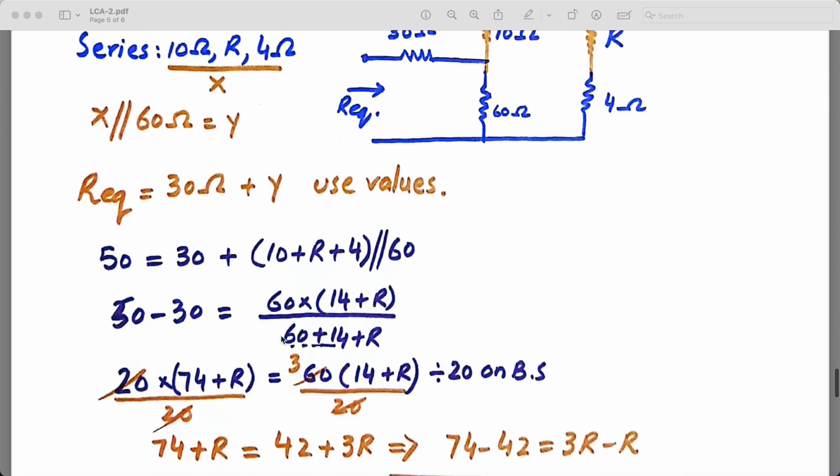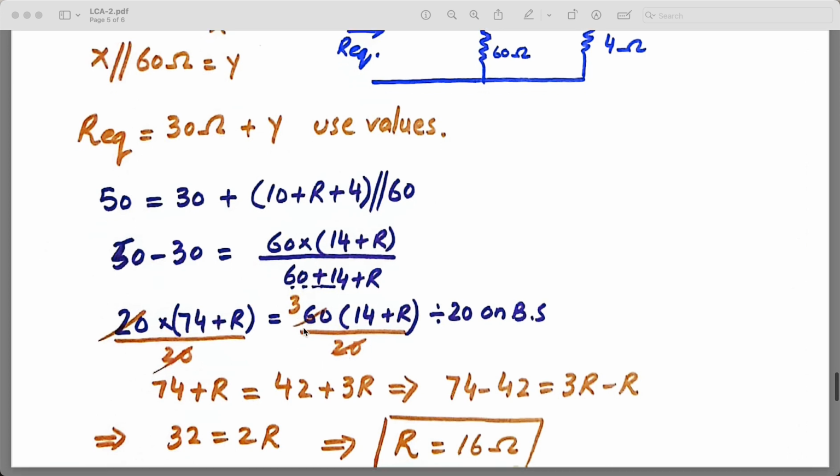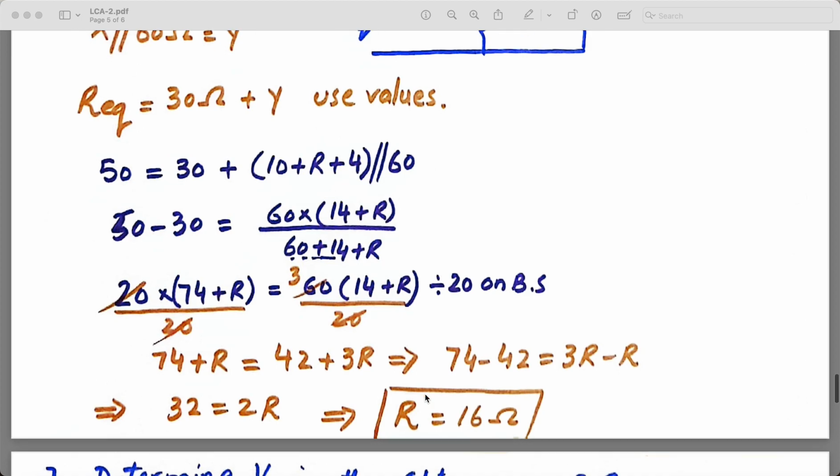You can again solve this equation, and then you will end up with another equation like 74 plus R is equal to 42 plus 3R. Here I am dividing by 20 on both sides to make it simple. So 20 cancels out with this 20, 20 will give you 3, and then you can solve for R, which is equal to 16 ohm.